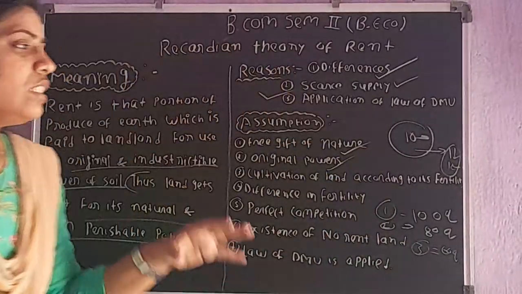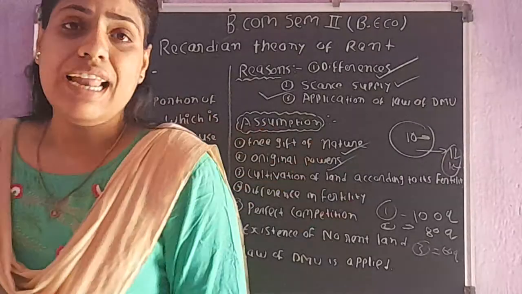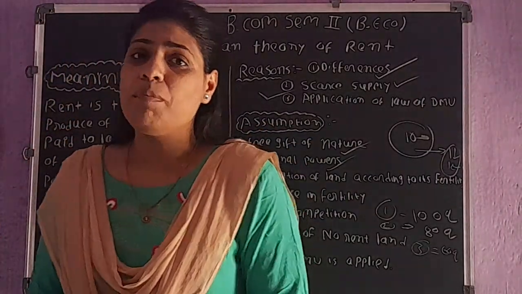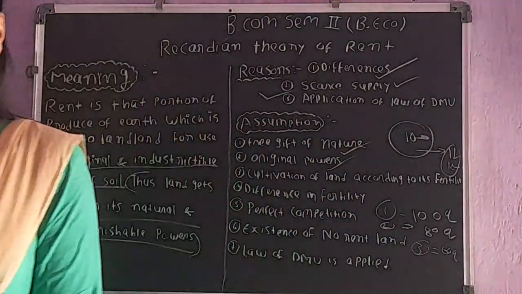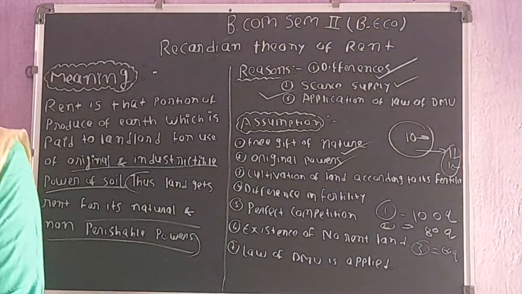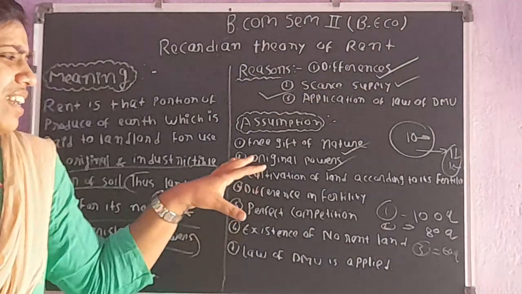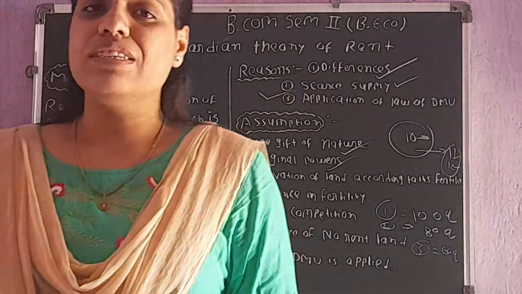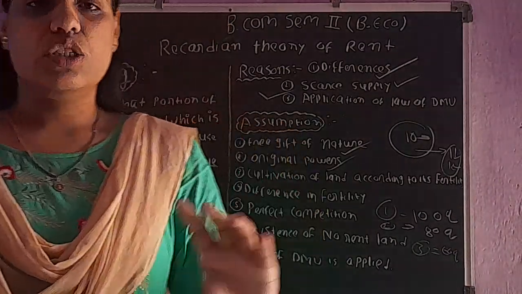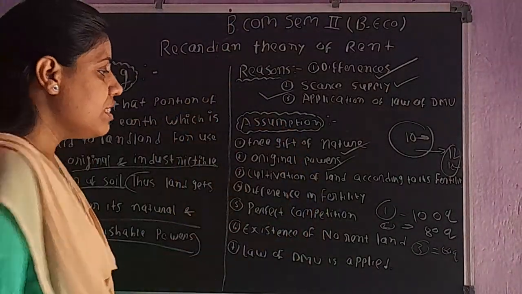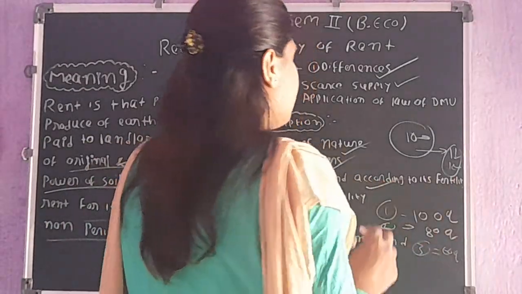So this theory is based on the assumption that land has original power of indestructibility, and it has original natural powers. Okay, so it has certain features which cannot be destroyed with time. This is assumed in this theory. After this, cultivation of land according to its fertility.